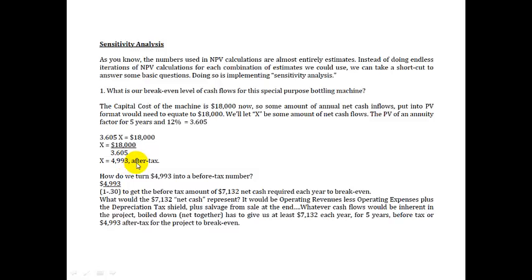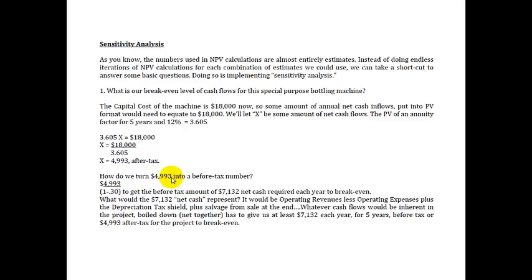$4,993 after tax. Well, that after-tax number is not really expressed in the same terms as the numbers that I'm given in the problem. The numbers I'm given tell me I have cash inflows of $8,500 in a year minus cash outflows of $2,500 in a year. That's just for year one. And when I put the $6,000 into the net present value calculation, what was the first thing I did? I put it after tax. So I need to put this after-tax number before tax.